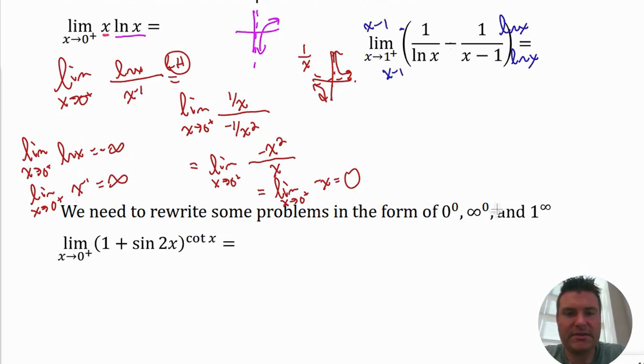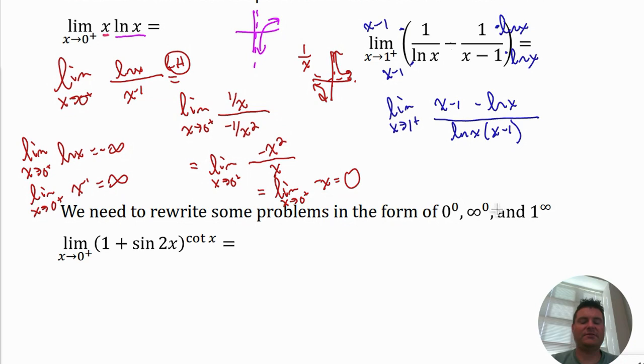So I'm going to multiply these here and here so that I can just get one ratio. So I'm going to end up with the limit as x approaches 1 to the right of x minus 1 minus ln of x, all over ln of x times x minus 1. Okay, so here's my brand new ratio when I do all this multiplying. And if you notice, we are going to be in the form of 0 over 0.